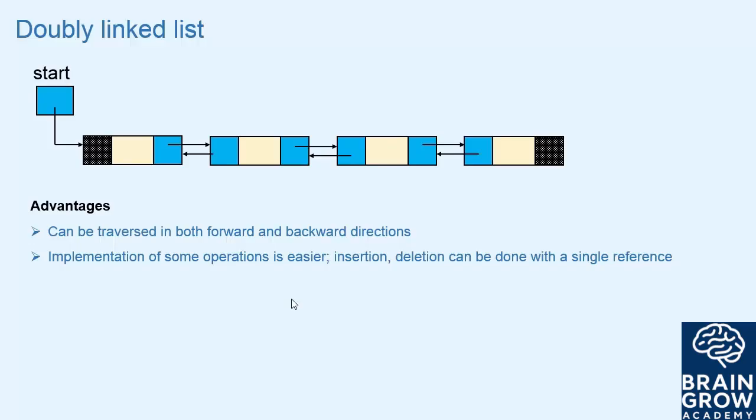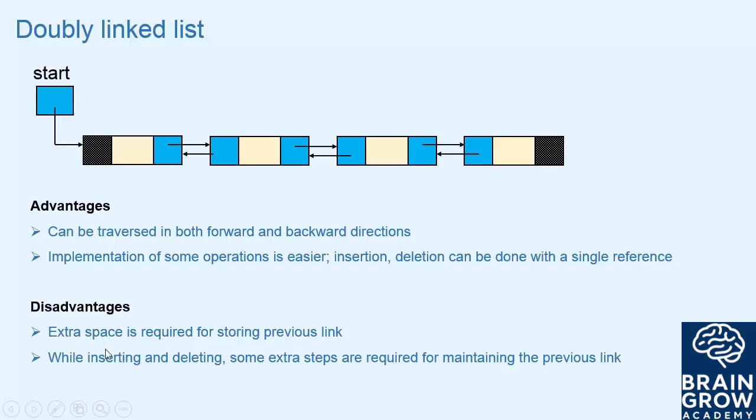As in single linked list, we'll have to traverse and find the reference to predecessor node. Similarly, the case of insertion before a node is easier. As in doubly linked list, we'll not need a reference to the predecessor node. Now let's come to disadvantages. The first disadvantage is that extra space is required for storing the previous link in each node. And the other disadvantage is that while performing insertion and deletion operations, we have to do some extra steps for maintaining the previous link. Now let's see how we can implement a doubly linked list in a program.